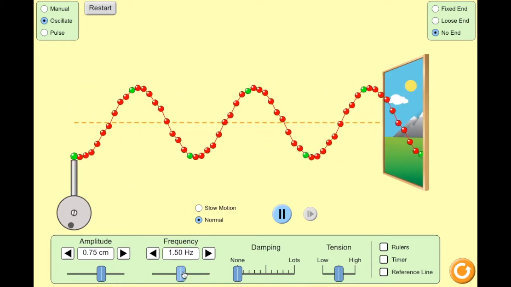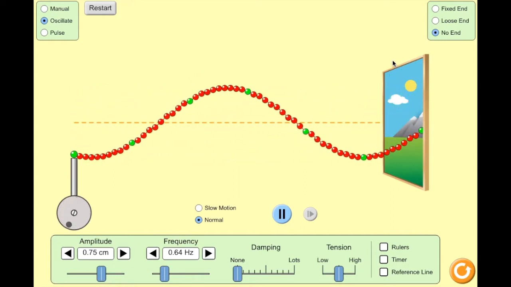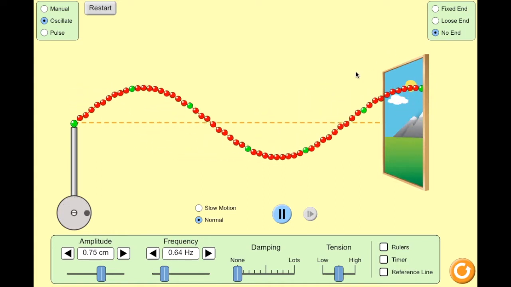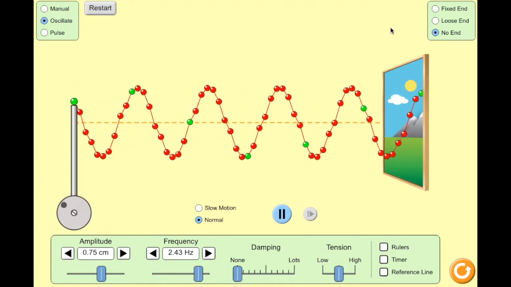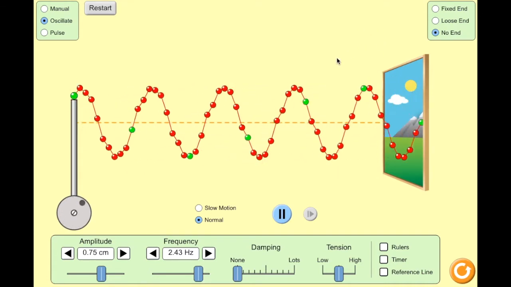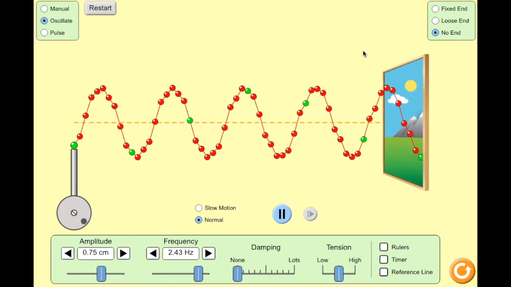Alright, so we have a certain frequency that's setting here, and when I lower the frequency, now I have a really long wavelength. Fewer waves are traveling through the window every second. And if I increase the frequency, that's a lot of waves, a lot of crests passing per second through the window. This would mean a high frequency.